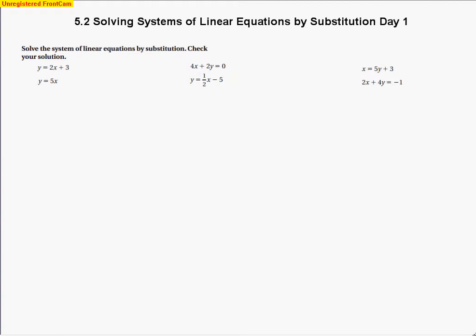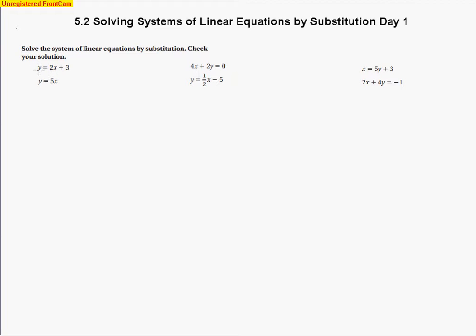This is the lesson for Chapter 5, Section 2, titled Solving Systems of Linear Equations by Substitution, day number 1. So we solved systems using graphing last section, and now we're going to solve a different way, without the graph. But the answer is still the same. It's where the two lines intersect. The difference is that we're just using algebra to find out what that point is.